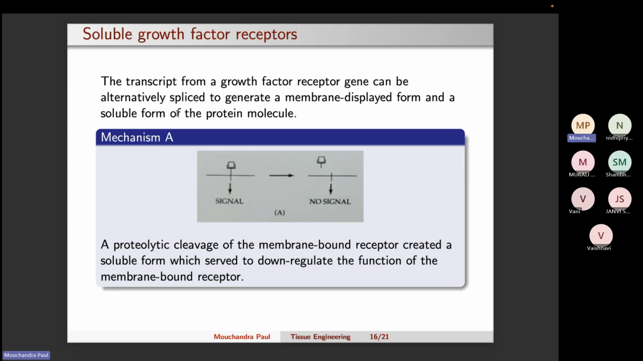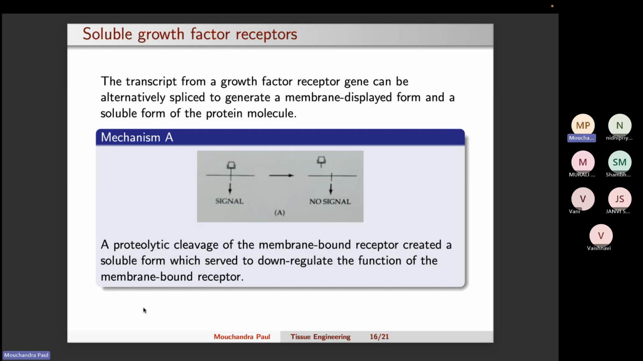One receptor is a membrane bound form, meaning it will go and bind to the membrane, whereas another type of receptor is soluble in nature, meaning it will be secreted by the cell into the surrounding medium. Okay, so in this way, two types of receptors can be produced by the cell. Now we will discuss what kind of responses people have observed when the cell is producing soluble growth factor receptors.